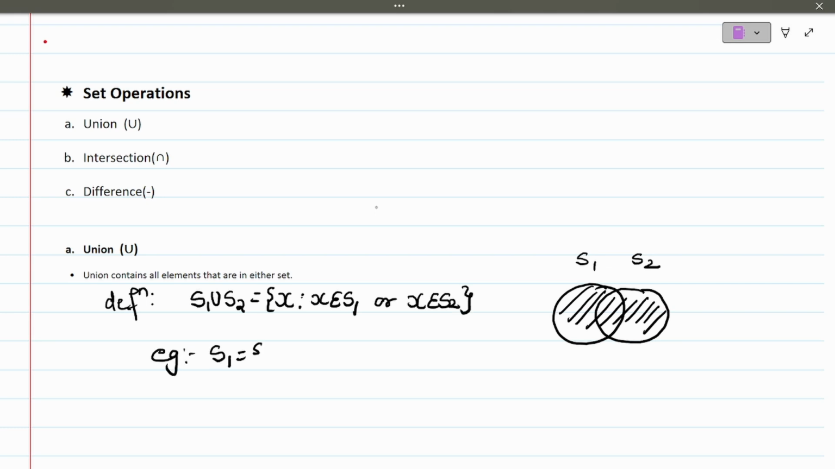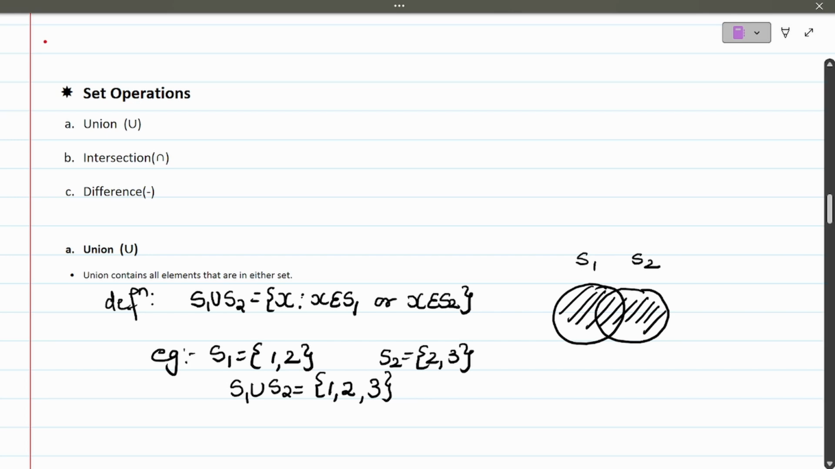Let's take an example. My set 1 consists of 1 and 2 and my set 2 consists of 2 and 3. If I want to write the union of these two sets, S1 union S2, it contains all the elements which are in both sets. So it will be 1, 2. But you have noticed that 2 is also repeated here, and as I told you earlier, there is no need to repeat the elements in a set. Next is 3. So this is the union of these two sets, which contains all the elements in both sets.